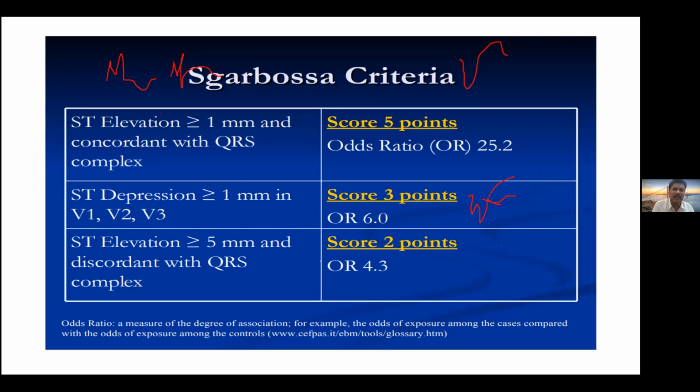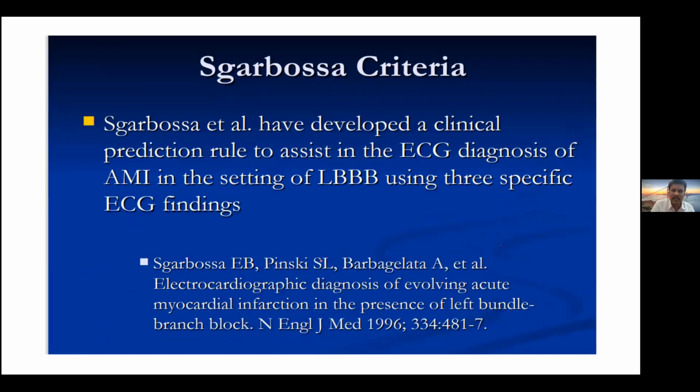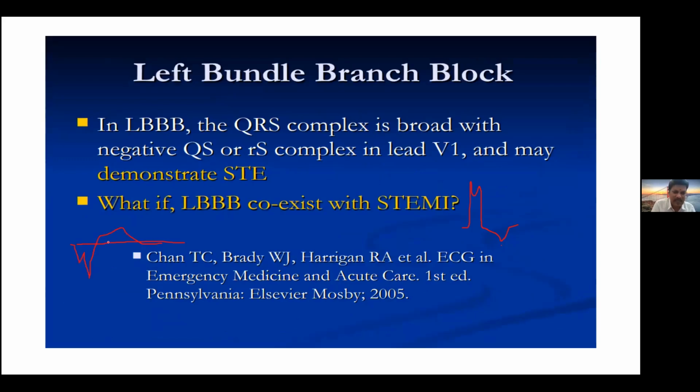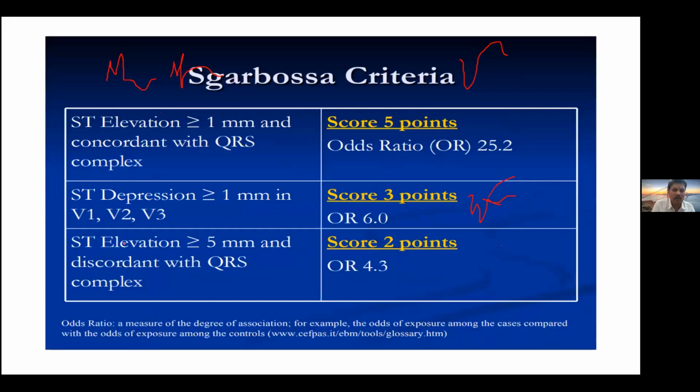If there is going to be ST elevation, how many millimeters should there be if you want to diagnose acute MI? It should be more than 5 small squares, more than 5 millimeters. Then only you call it acute MI. On the same side as the QRS complex, ST elevation, or ST depression. If the QRS complex is negative and ST depression is there, you think of acute coronary syndrome. Or on the opposite side, it should be more than 5 millimeters.